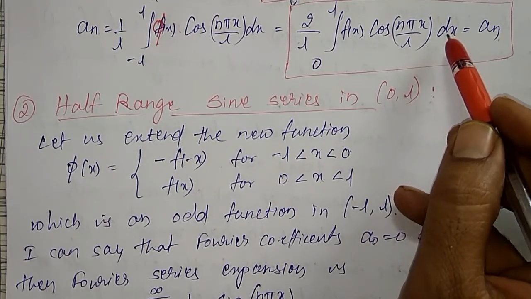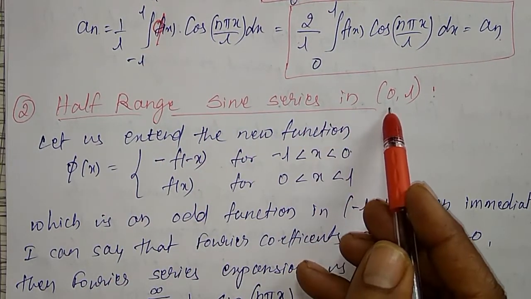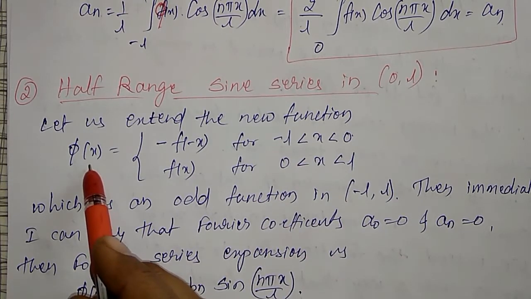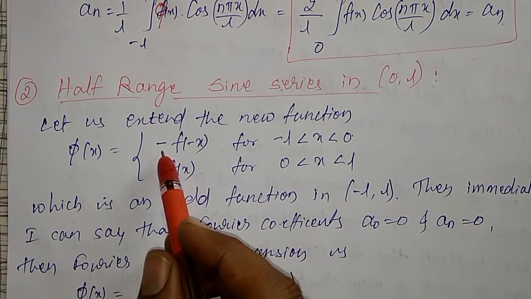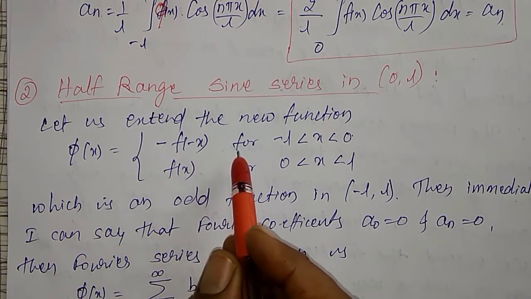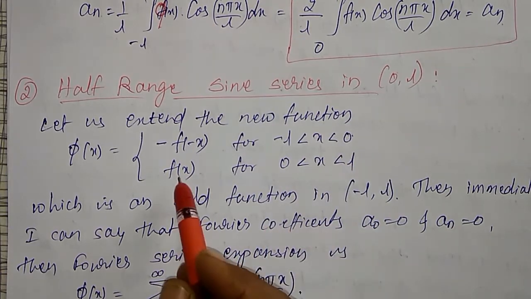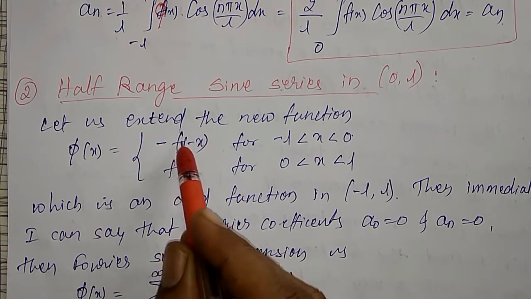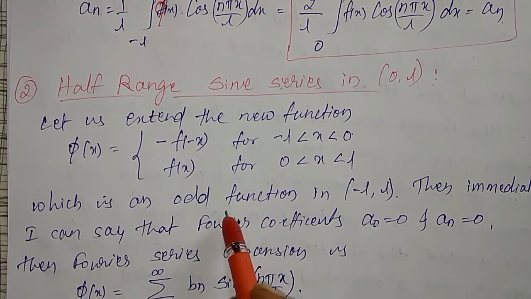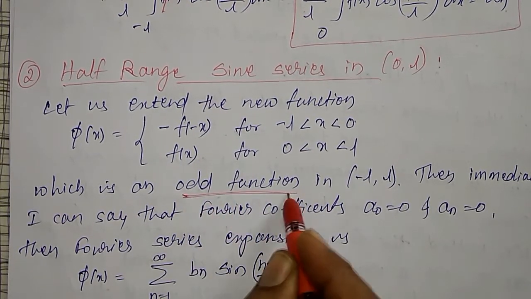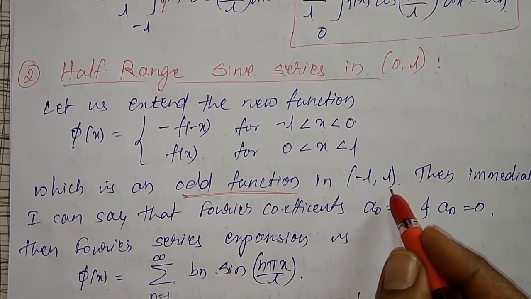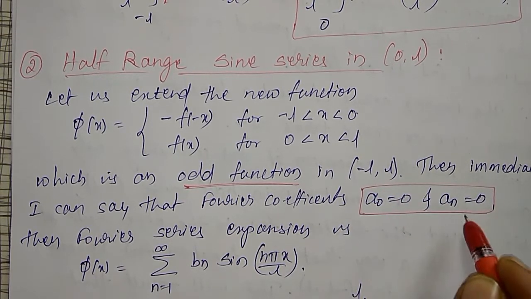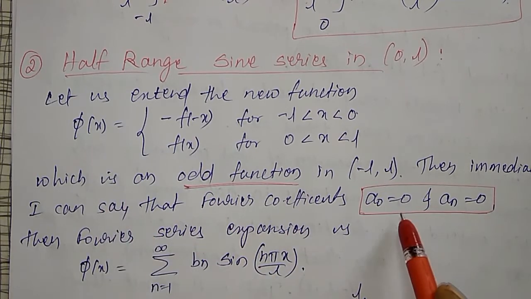Similarly, to define a half range sine series in the interval 0 to L, let us extend the new function in two different ways, such that phi of x equal to minus of f of minus x in minus L less than x less than 0, and f of x in 0 less than x less than L. This function I am extending so that phi of x becomes an odd function in minus L to plus L, correct? Then immediately I can say the Fourier coefficients a0 equal to 0 and an equal to 0 for this function phi of x. Both a0 and an will become 0.